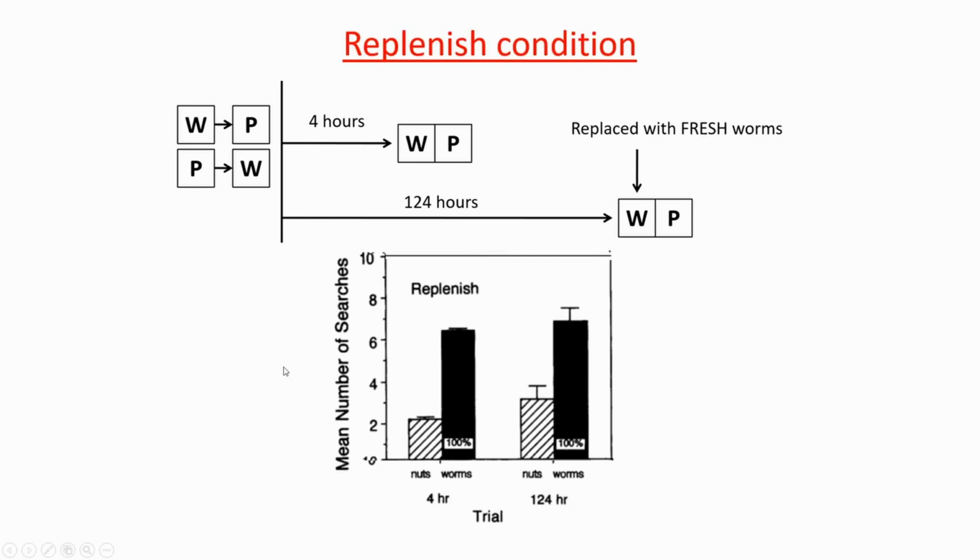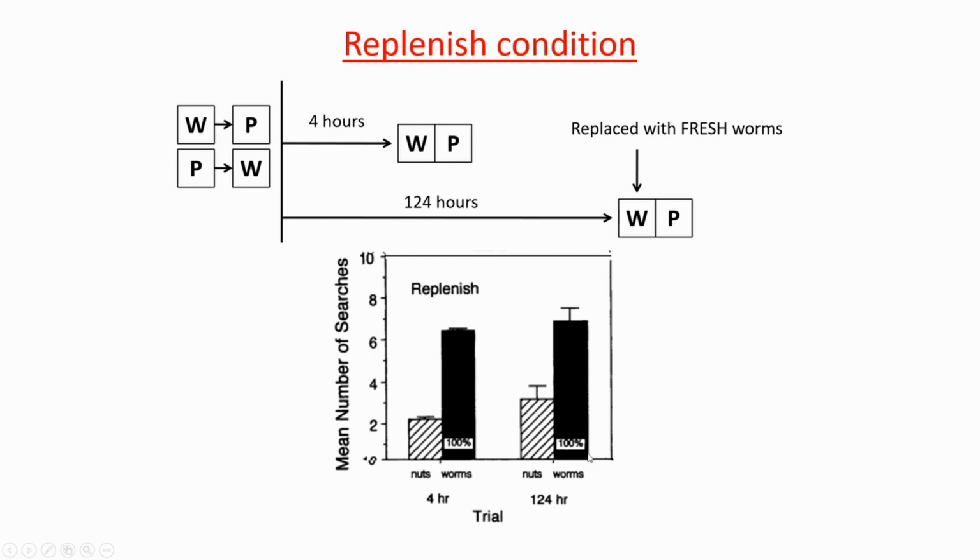To make sure that it wasn't just something to do with the amount of time that had passed and some other random weird factor, where maybe they had forgotten about the worms over time, but not the peanuts, they did the same thing, but during the training stage, they replaced the original worms with fresh worms. So there's no degradation here. So this is the replenish condition. And in this replenish condition, everything is identical except that the worms didn't rot. And we see that the birds preferred to search for worms at 24 hours and 124 hours because they prefer worms. So as long as the worms don't rot, they're still going to go and search for worms.